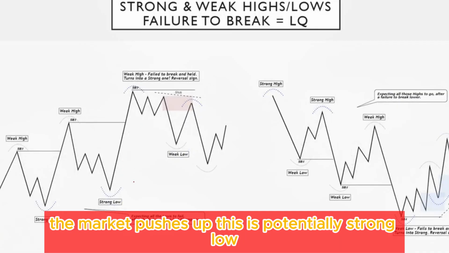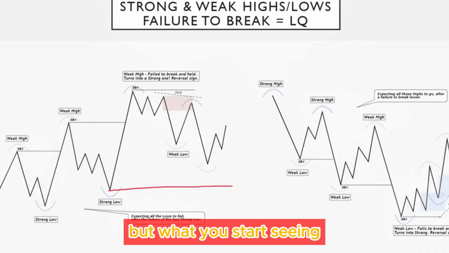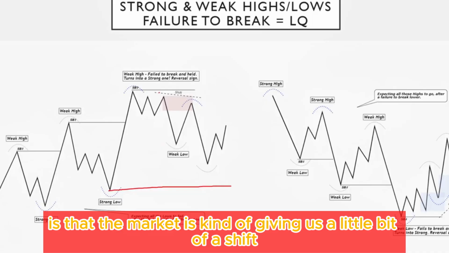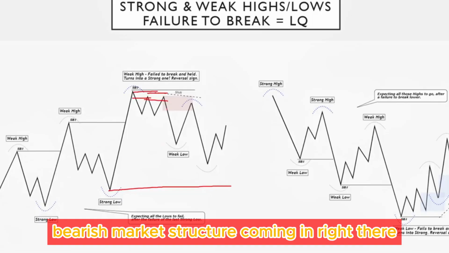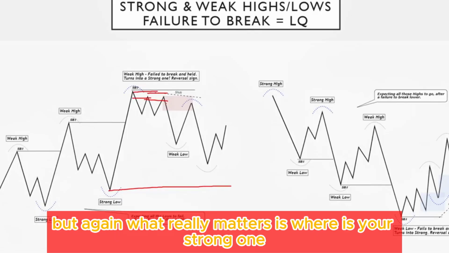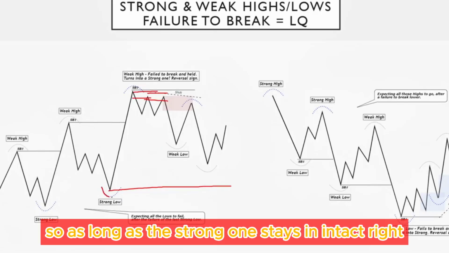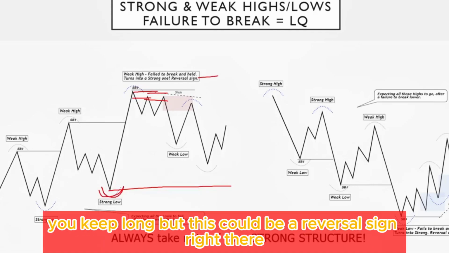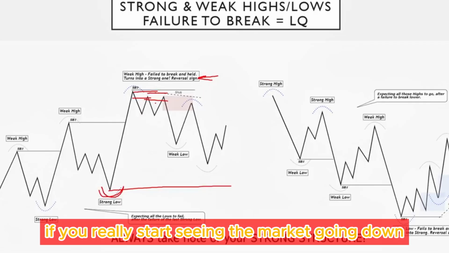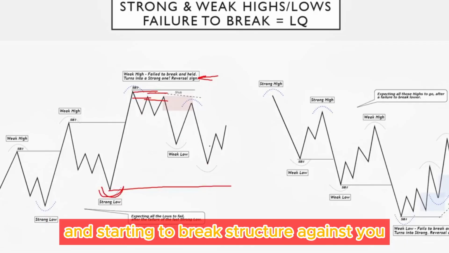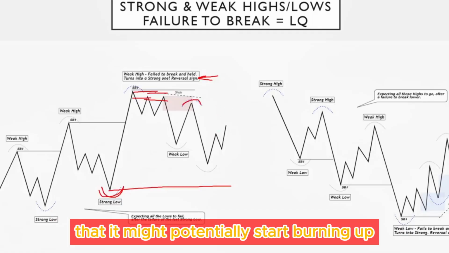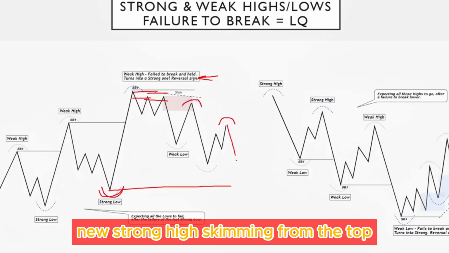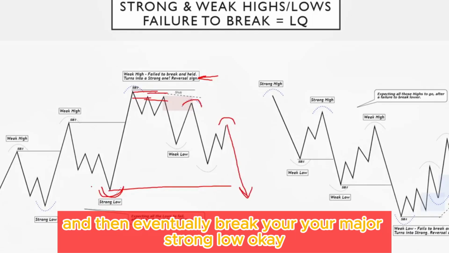The market pushes up. This is potentially a strong low, but what you start seeing is that the market is kind of giving us a little bit of a shift. There is a little bit of a bearish market structure coming in right there. But again, what really matters is where is your strong one. So as long as the strong one stays intact, right, you keep long, but this could be a reversal sign right there. If you really start seeing the market going down and starting to break structure against you and really trending down, then you should start being aware that it might potentially start burning up new strong highs coming from the top and then eventually break your major strong low.